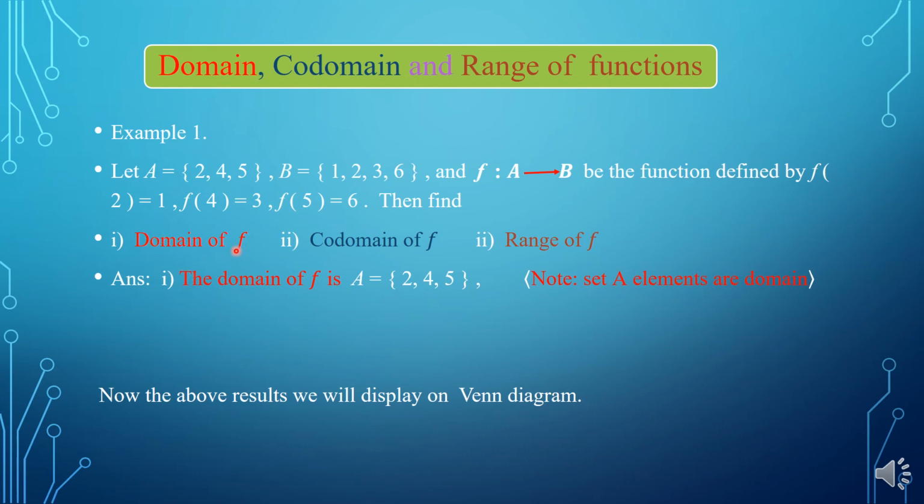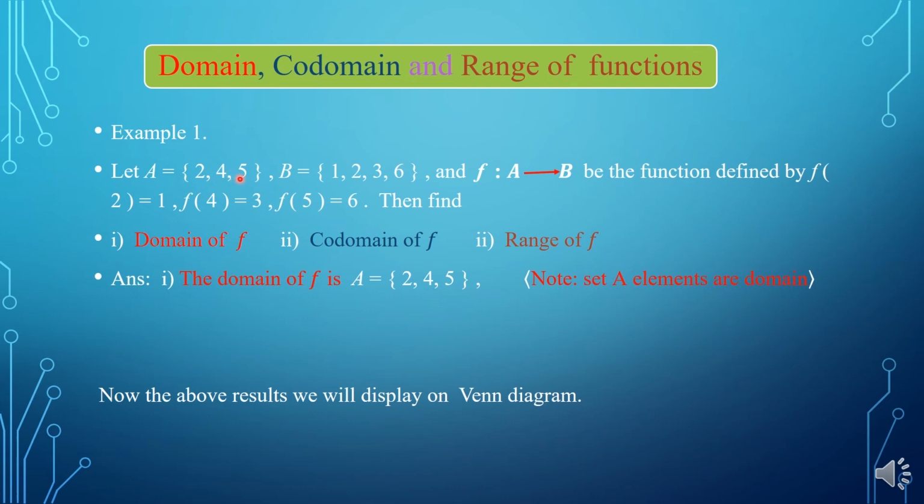So first we will learn the domain of f. Look at the domain of f: A is equal to {2, 4, 5}. Always remember that the elements of set A are the domain of the function. So note here that the set A elements are called the domain of the function.